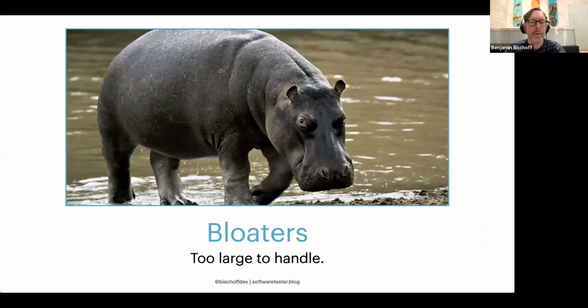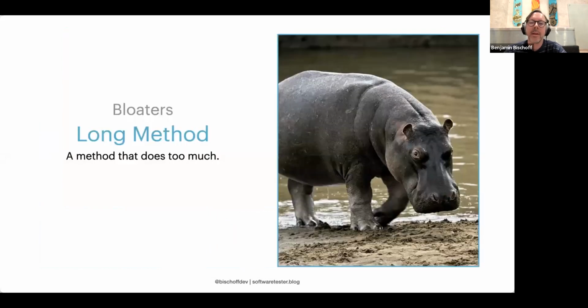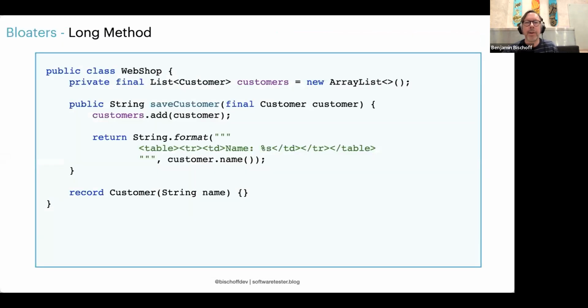And the first category is bloaters. That is something that is too large to handle. You will see what that means. The first one I want to show you is a long method, a method that does too much. And I really hope I created code examples that are easy to follow. I will also point out the relevant lines here.